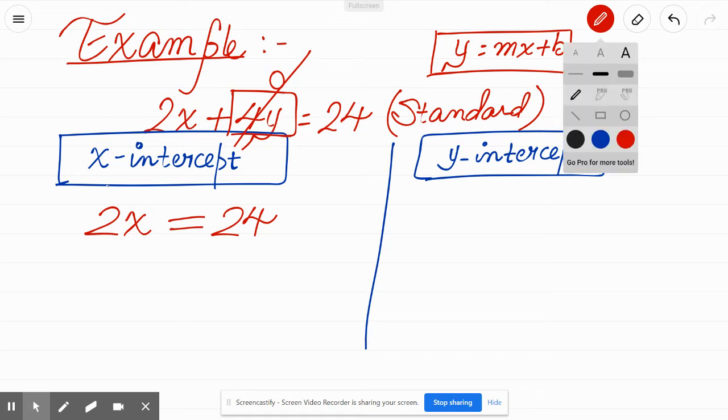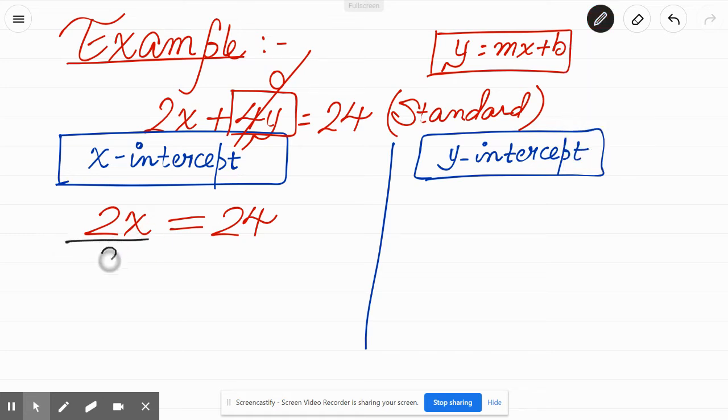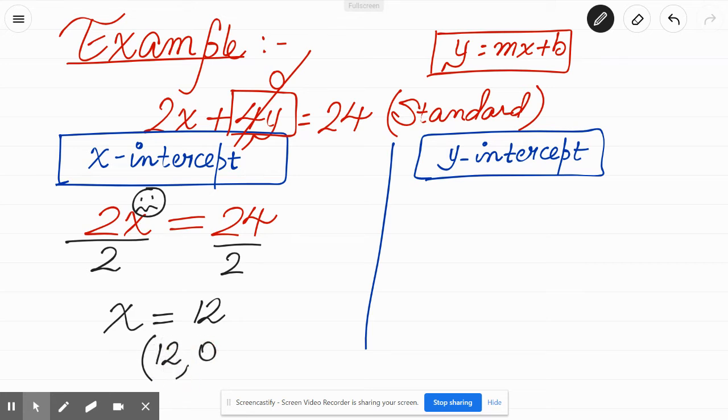Now, x is alone, as we always talk about. And we will divide by 2 on both the sides. The value of x is 12. Now, what does it mean on a graph? On a graph, it means that the x-intercept, or the point where the graph is crossing the x-axis, is 12 and 0.